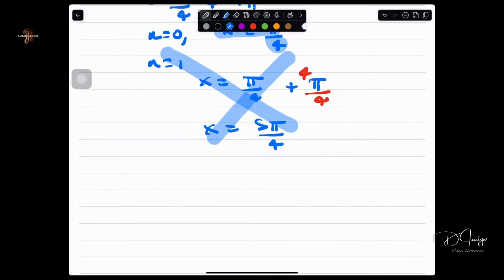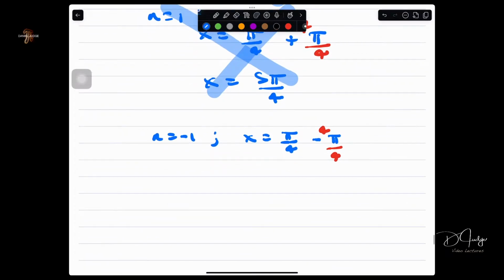We could use n as -1. And let's see what happens. See if we're in the interval. That's now minus pi. So this becomes 4 pi over 4. So we get 1 pi minus 4 pi gives us negative 3 pi over 4. So ladies and gentlemen, there's your x, negative 3 pi over 4.